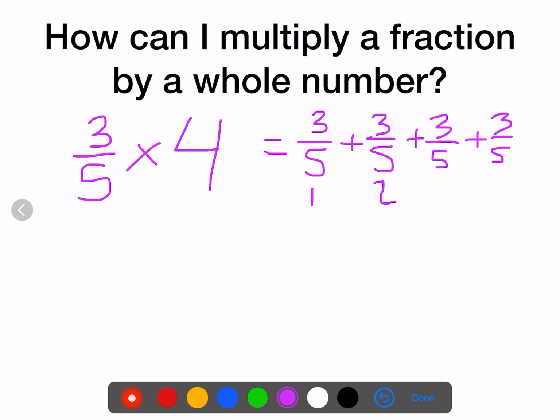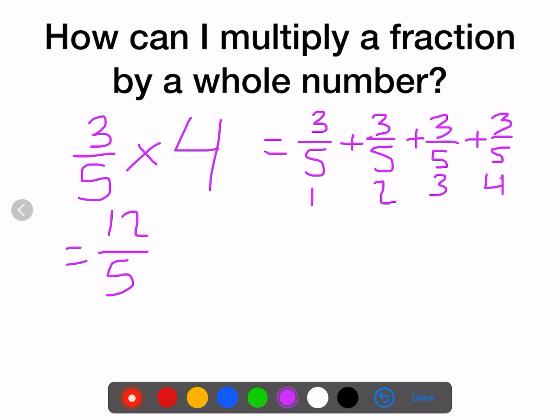1, 2, 3, 4. When I add it that way, I know that 3 plus 3 is 6, 6 plus 3 is 9, 9 plus 3 is 12, so my answer would be 12/5. So that's one way to multiply a fraction by a whole number.